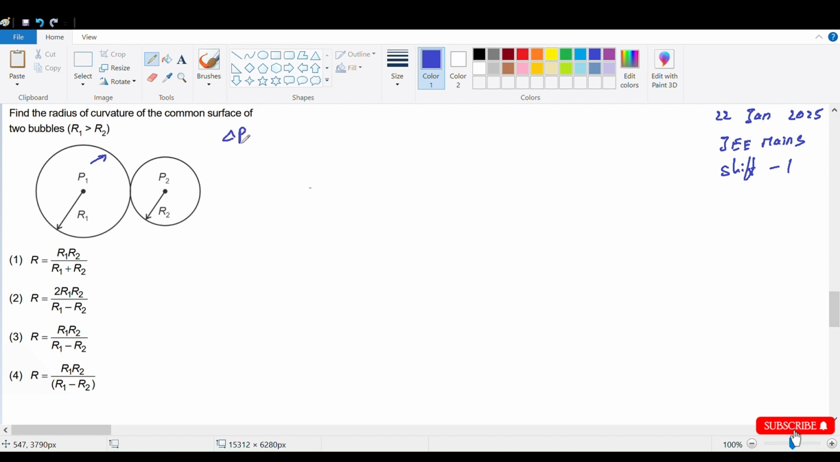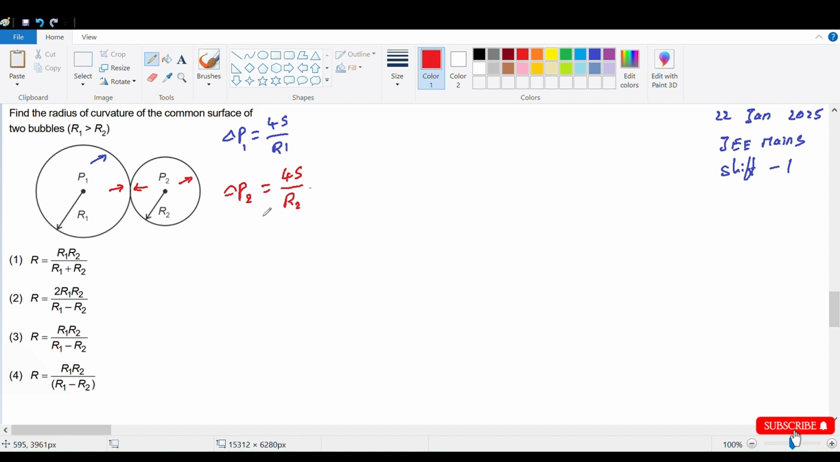So delta P in the first one is equal to 4S by R1, okay? And in the second one, here again the pressure will be more. So delta P2 will be 4S by R2. So here the pressure will be, the second one and the first one. See, now both have a difference.